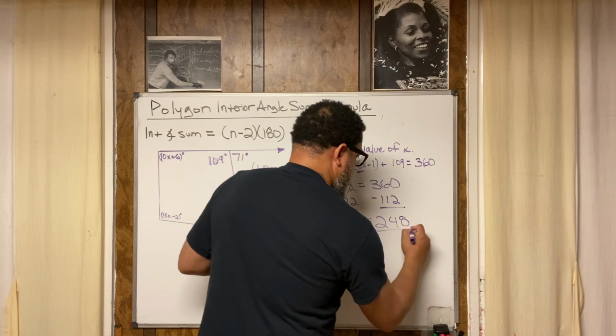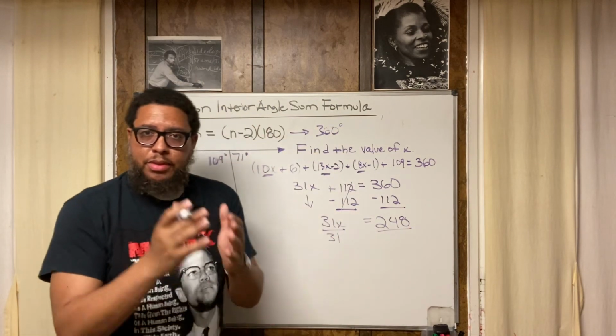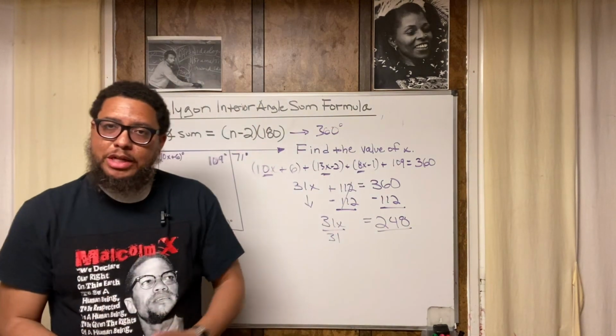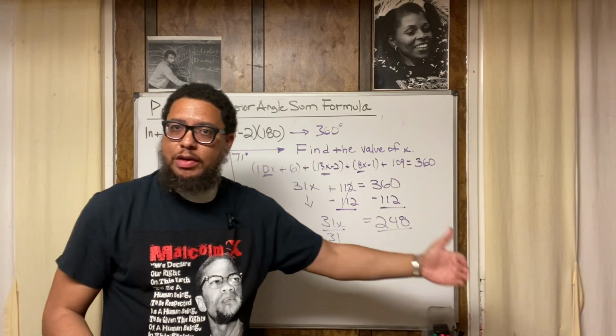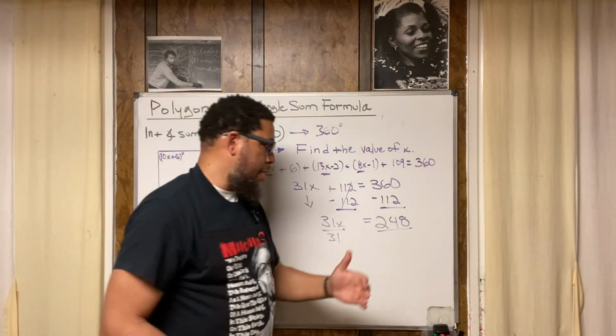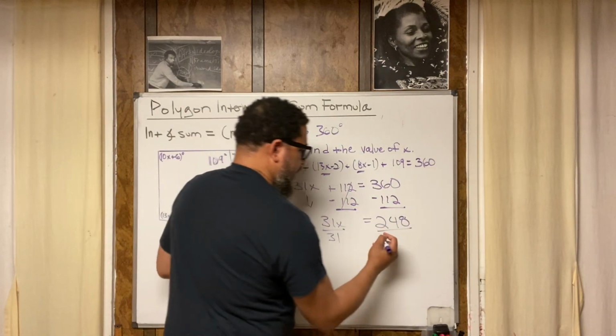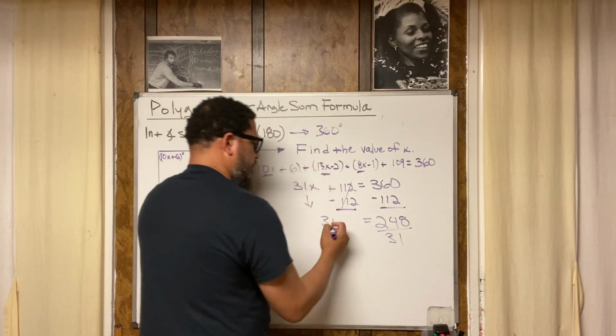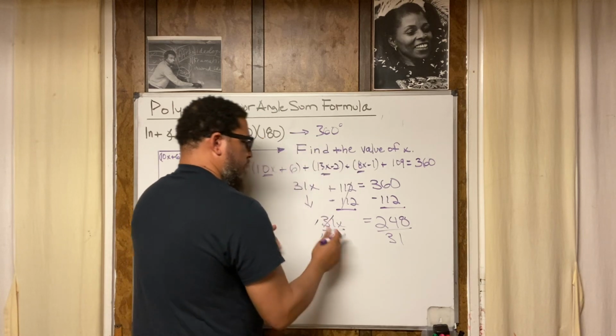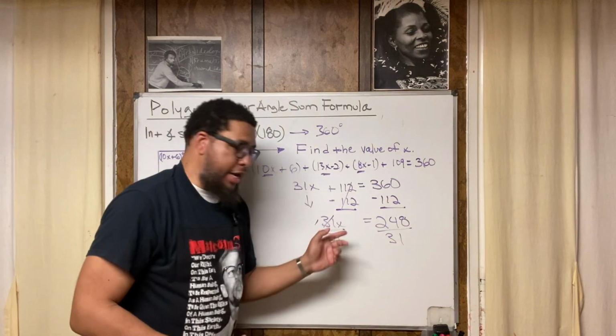Boom. Then we're going to do the same thing on the right side because we stay balanced. When we're solving equations, we stay balanced. If I do it on the left side, I also do it on the right side. So I divide by 31 on the left side. I divide by 31 on the right side. 31 divided by 31 is 1. 1x, right? I end up with 1x over 1.